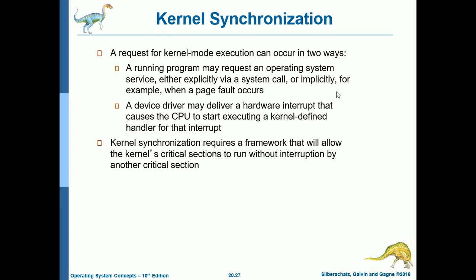So a request for kernel mode execution can occur in two ways. First, a running program may request an operating system service either explicitly via a system call or implicitly, for example, when a page fault occurs. Another way is that a device driver may deliver a hardware interrupt that causes the CPU to start executing a kernel-defined handler for that interrupt. So kernel synchronization requires a framework that will allow the kernel's critical sections to run without interruption by another critical section.